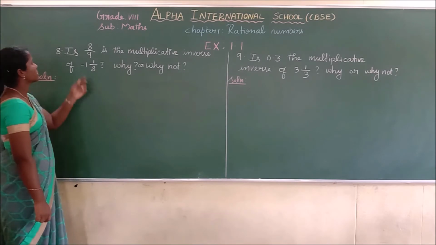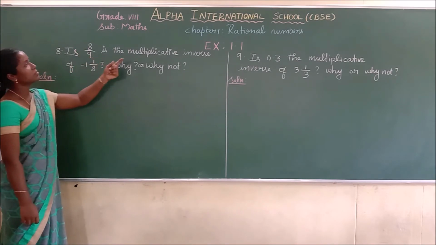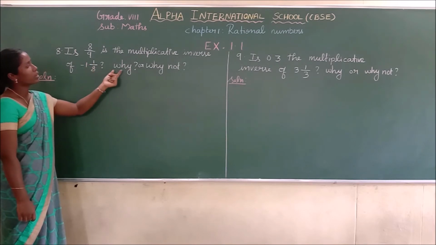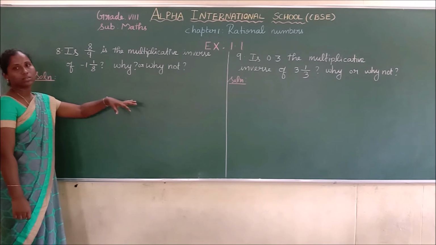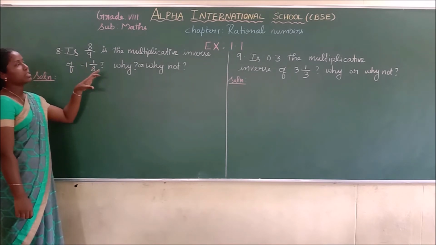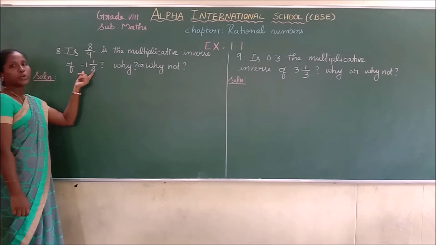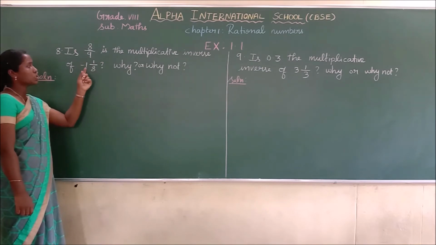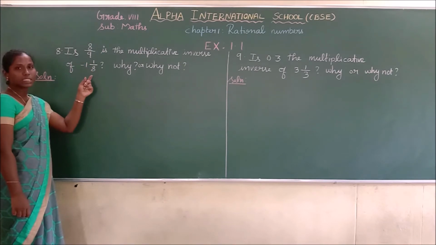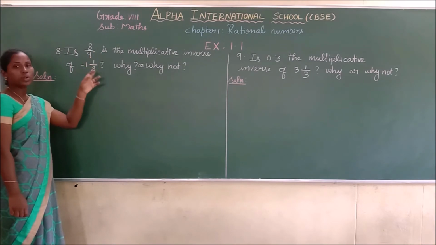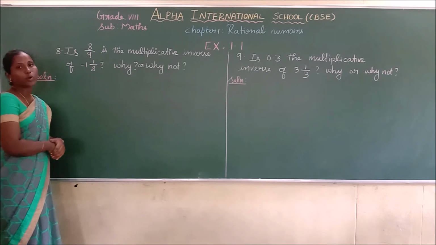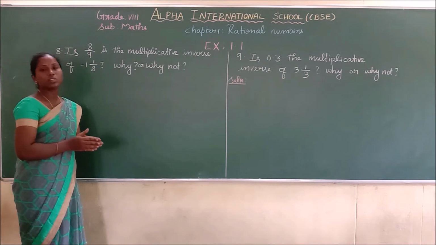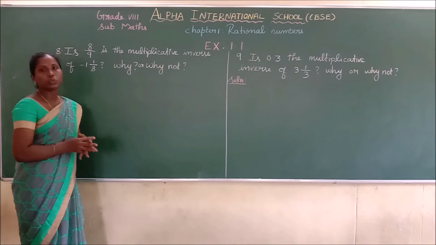Our next problem: 8 by 9 is the multiplicative inverse of minus 1 into 1 by 8. We have to find yes or no. We have to check whether 8 by 9 is the multiplicative inverse of this given number. This given number is in the form of a mixed fraction, minus 1, 1 by 8. And we have to multiply these two numbers. The product should be 1. Because multiplicative inverse means if you multiply any two numbers and the result is 1, then we can say that they are multiplicative inverses of each other.